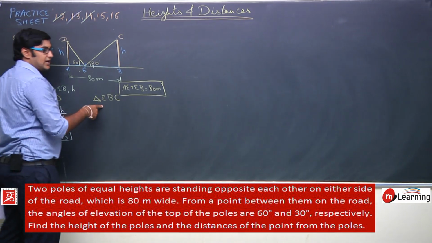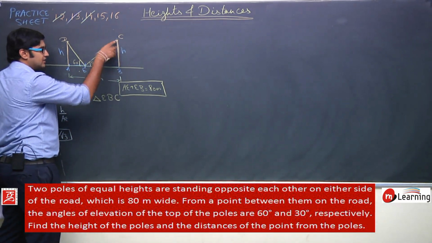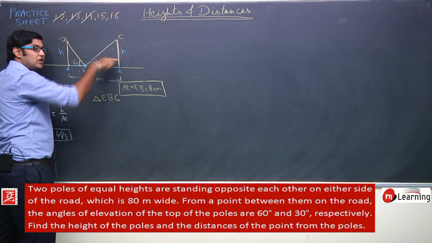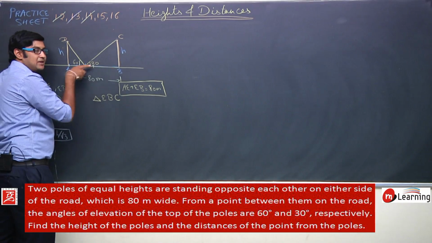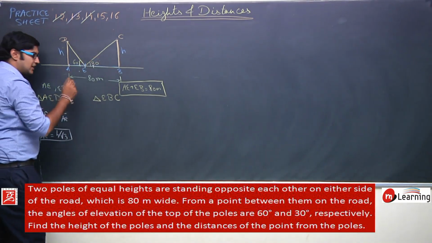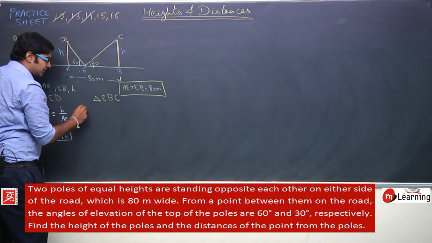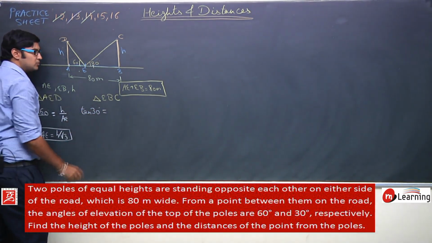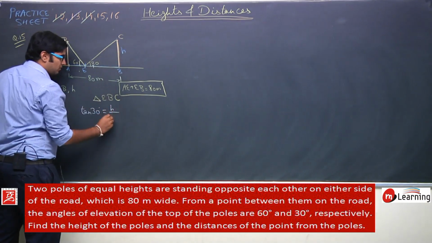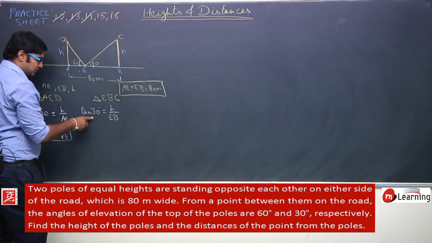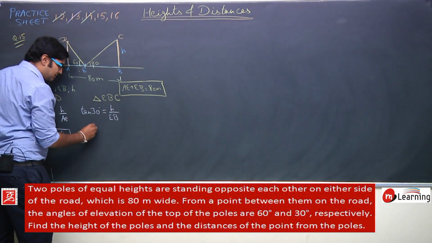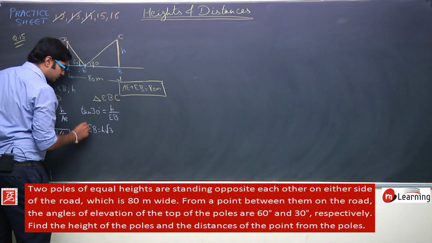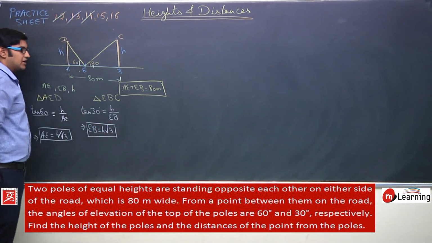Further, for this triangle EBC, this angle is 30 degrees. This is h, that is the perpendicular with respect to this angle, and this EB is the base. So again I can write tan of 30 degrees is equal to perpendicular h upon base EB. Now tan 30 is 1 by root 3, so you will get EB is equal to h root 3.